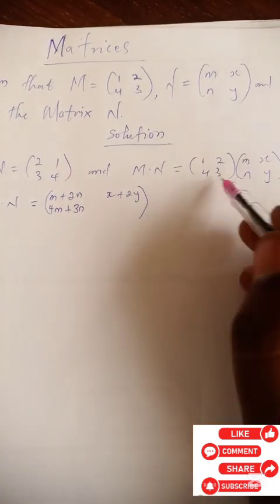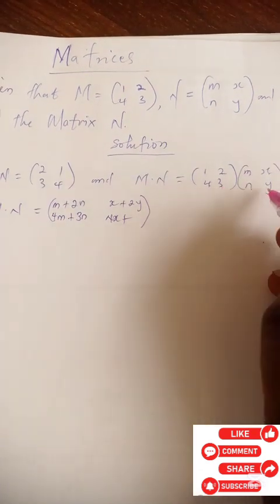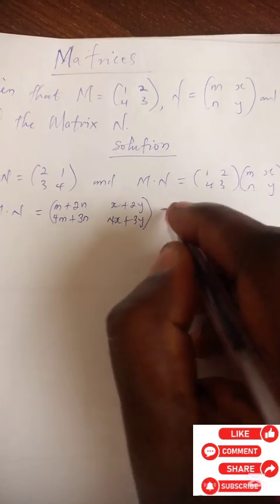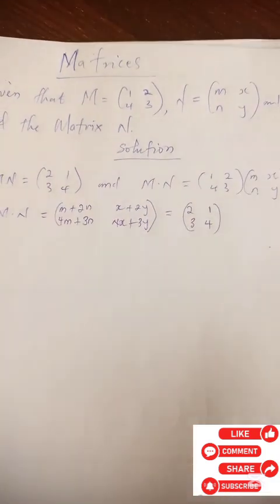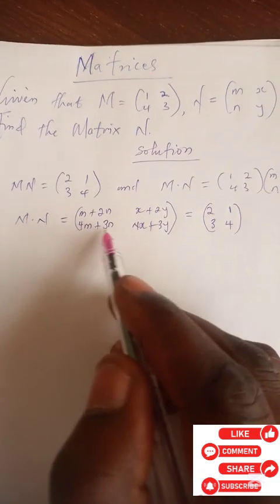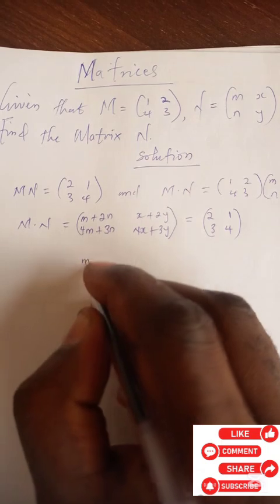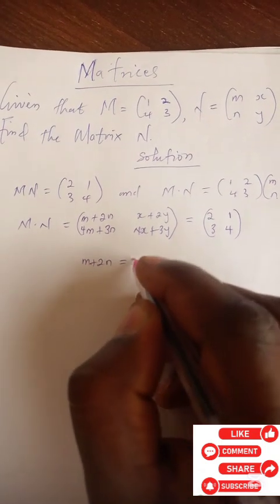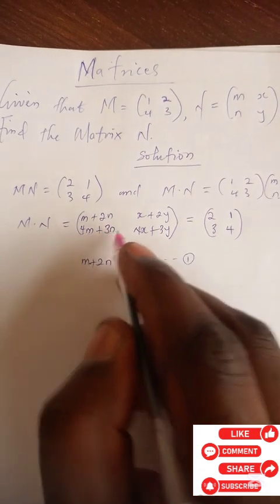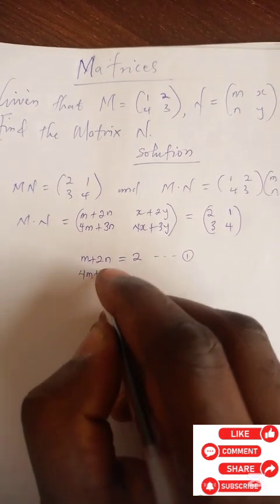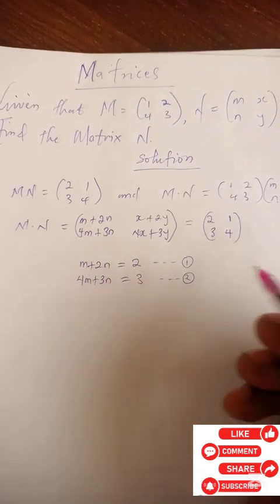I'm going to x and y now. 4 times x will give me 4x plus 3 times y will give me 3y, and it's equal to (2, 1; 3, 4). All right, so if we equate this left hand side of the equation to this right hand side of the equation, we observe that m plus 2n is equal to 2, and call this equation 1. Again, 4m plus 3n will be equal to 3, so we can call this equation 2.